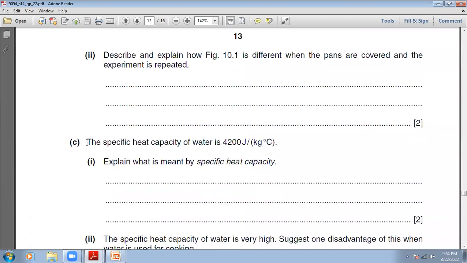He says, describe and explain how figure 10.1 is different when the pans are covered and the experiment is repeated. Now, if you cover both the pans, what will happen? The cooling will become slow because you have covered the pans. Obviously, now the evaporation cannot take place, and the loss of heat will become slower. So the temperature drop will be less in the same time in both of them.